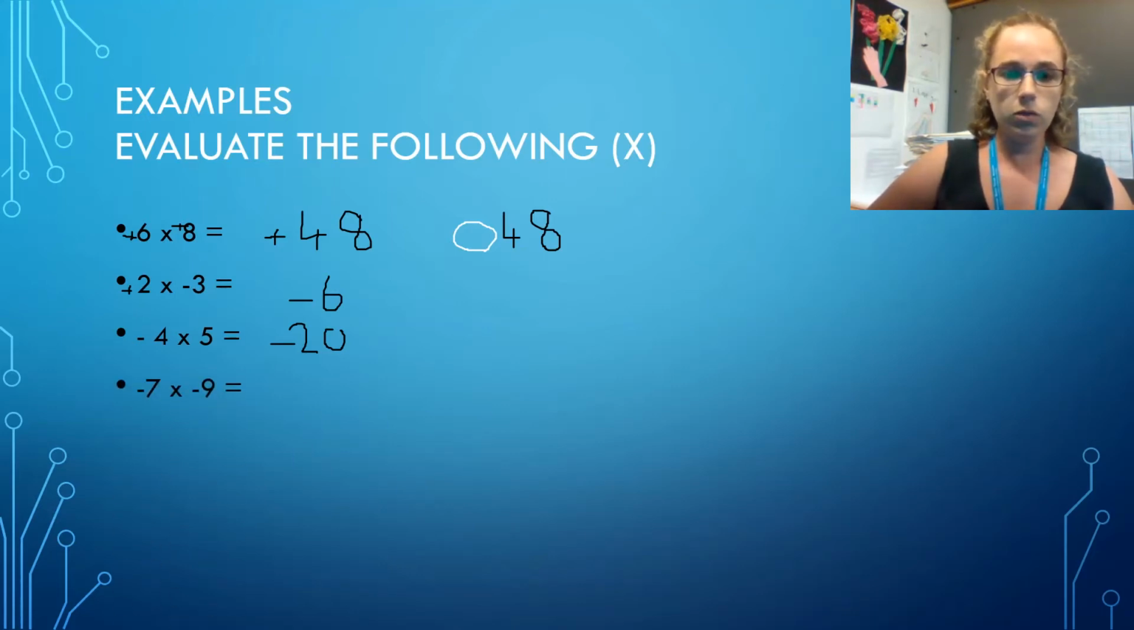In the last one here, I've got negative 7 times negative 9, which will be 63. And then I look at the signs and I've got a negative in front of the 7 and a negative in front of the 9, and so that gives me a positive overall. So again, if it's a positive, I can write my answer as positive 63, or I can just write it as 63 without the positive in front, and we assume that that means positive.